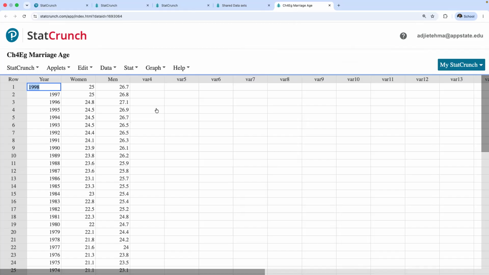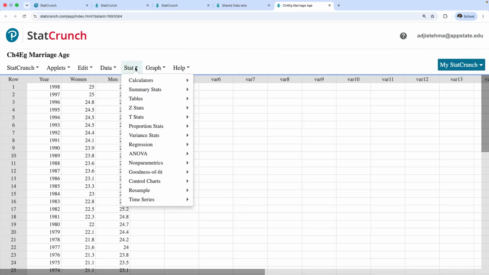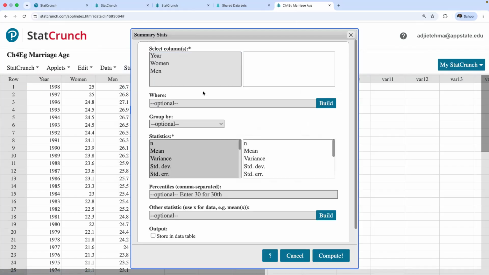Can anybody remind me how to get a 5 number summary? Where do I go? Stat, good. And then we go to Summary Stats, and then Columns. We are interested in the 5 number summary for men and women. There is no point in finding the 5 number summary for year. It doesn't make sense.